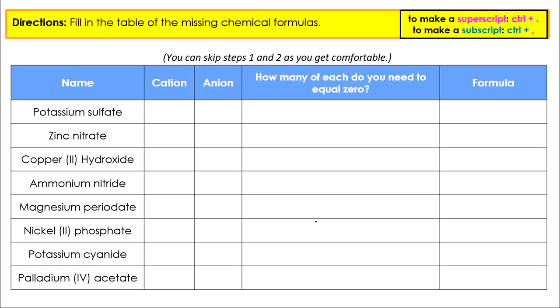So pause the video here to work on these practice problems. Given the name, write the formula. As before, you may use the middle columns or you may eliminate the columns as you get comfortable. Refer to your list of polyatomic ions to help you complete these problems.